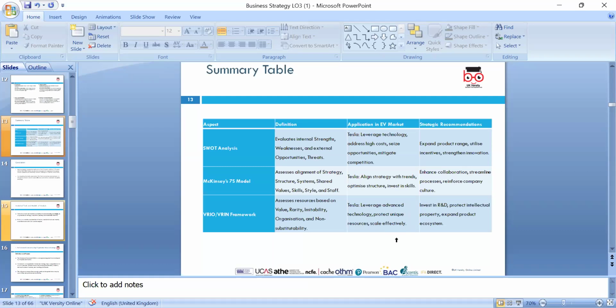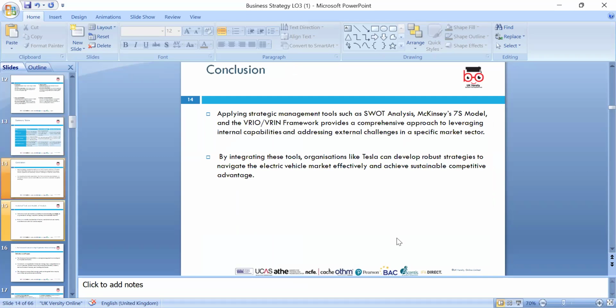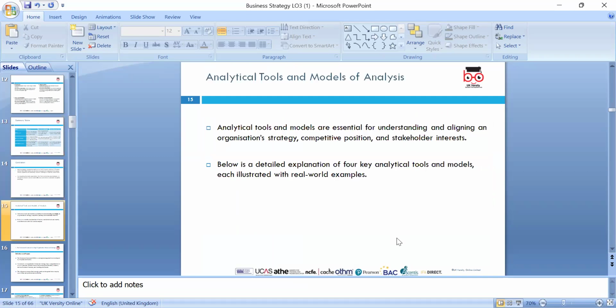And VRIO, which is value, rarity, inimitability, organization, and non-substitutability, which means that Tesla leverages advanced technology, protects the unique resources, and uses them effectively to create competitive advantage for our organization. Okay. Then analytical tools and models. Analytical tools and models are essential to understand, in line with the organization's strategy, competitive position, and stakeholders. So we had a discussion in the previous lesson.